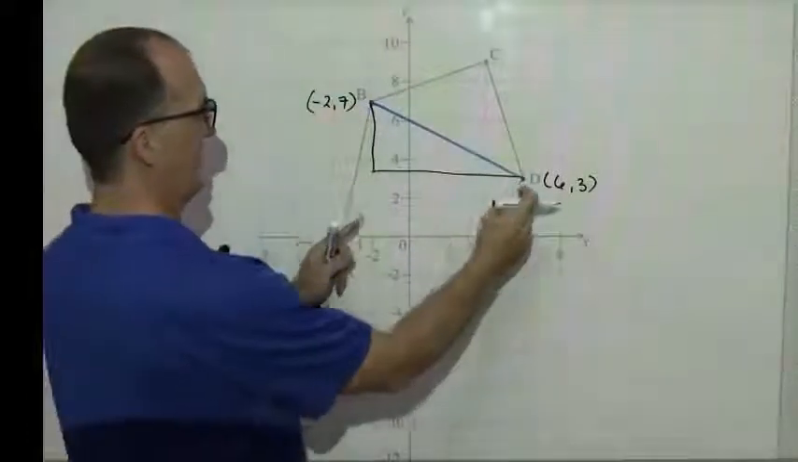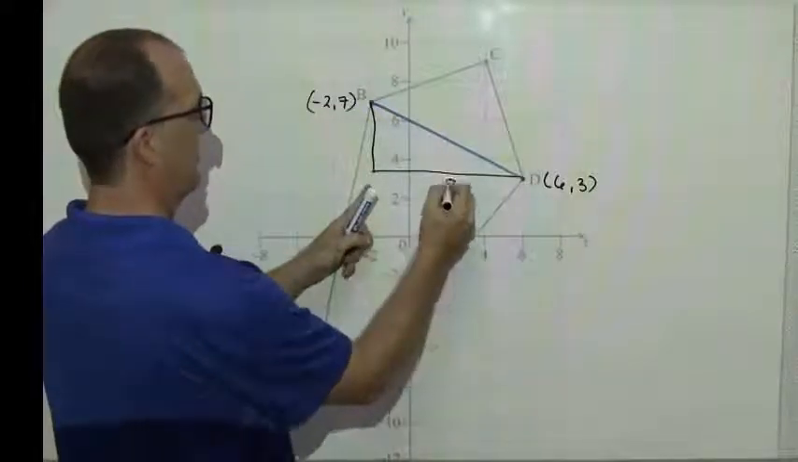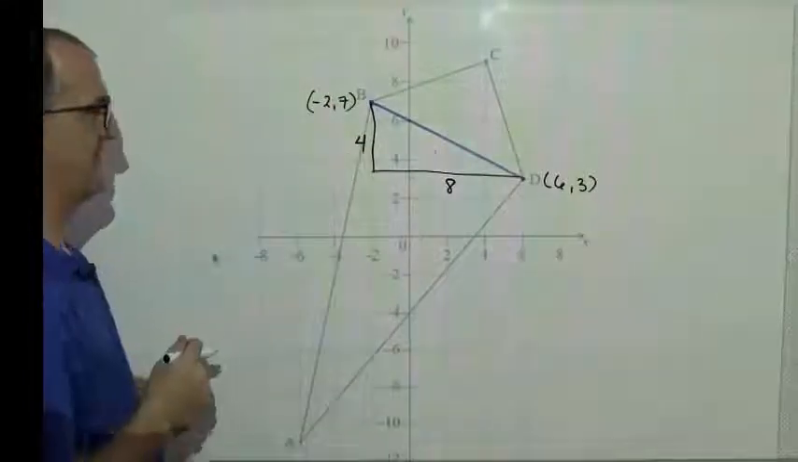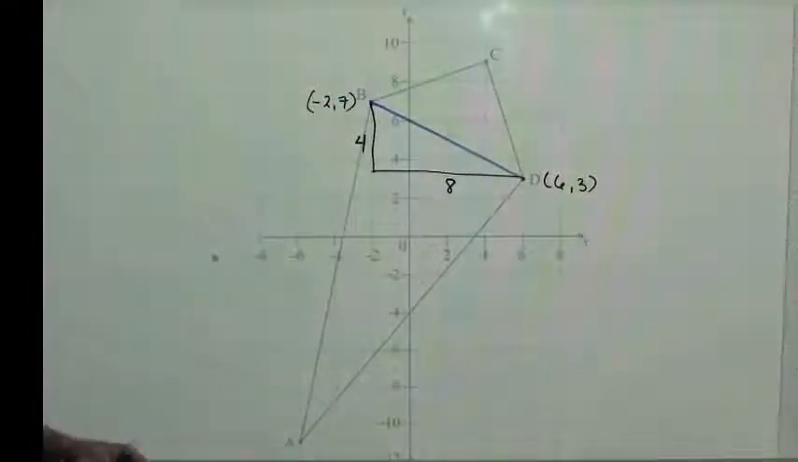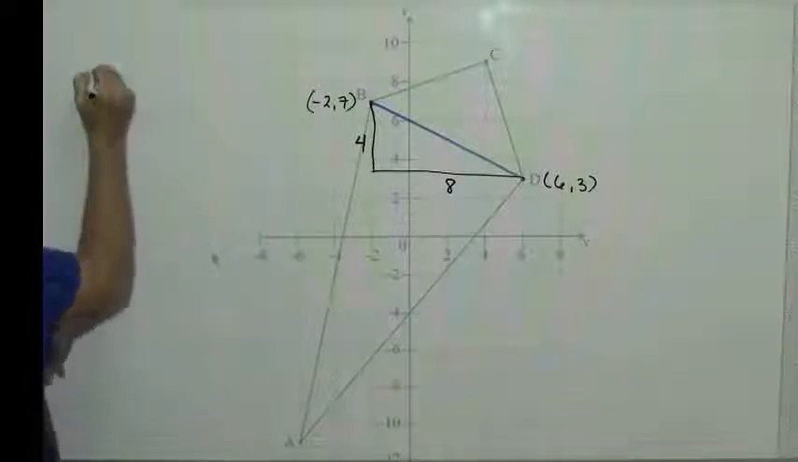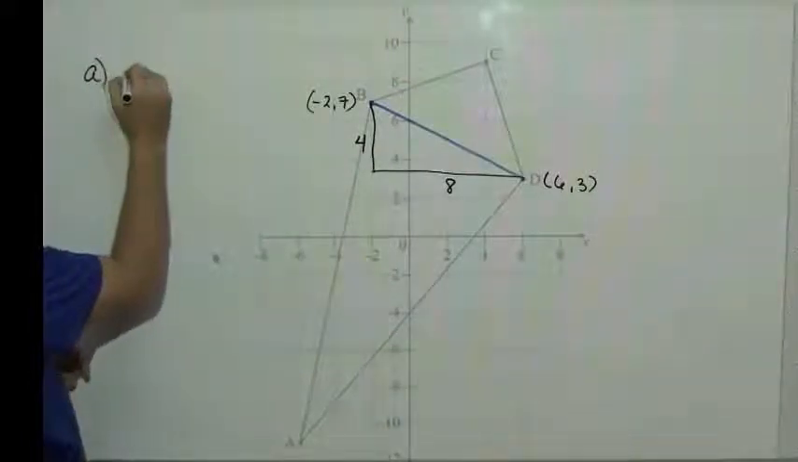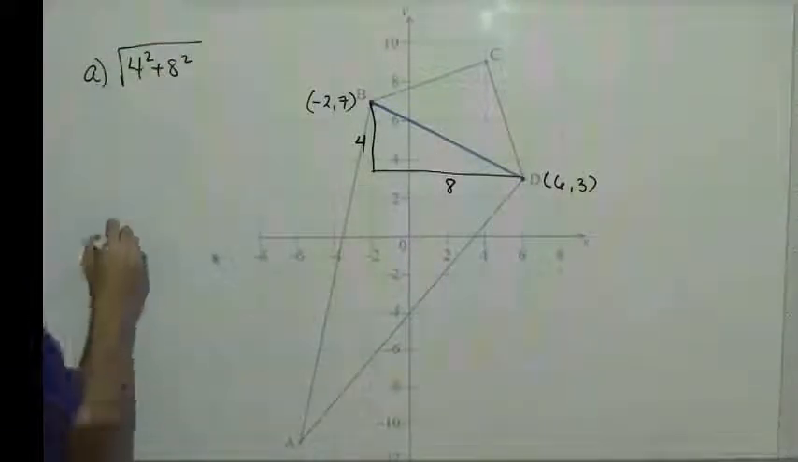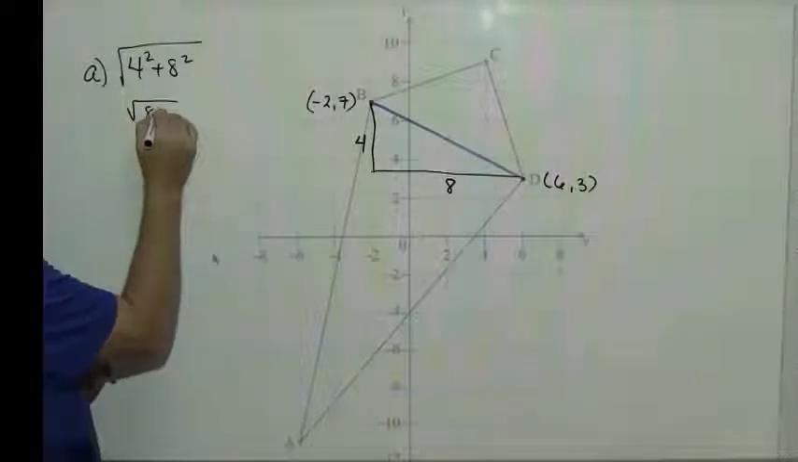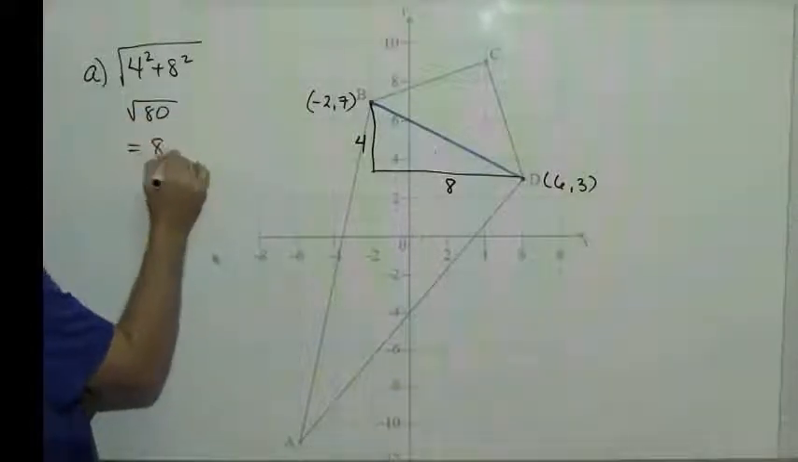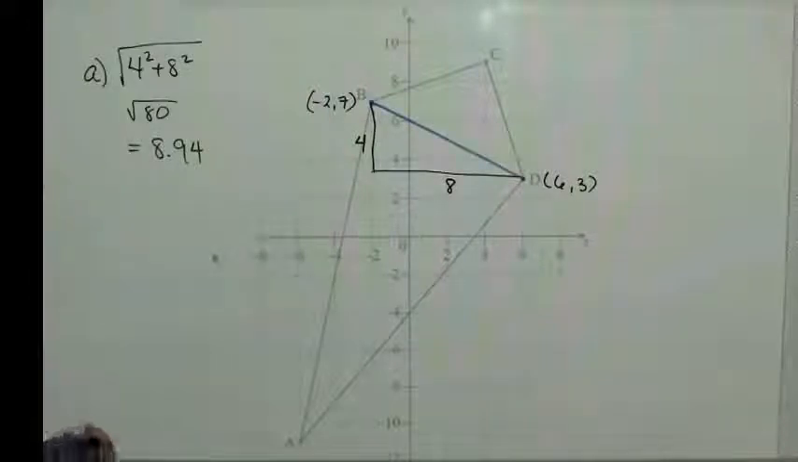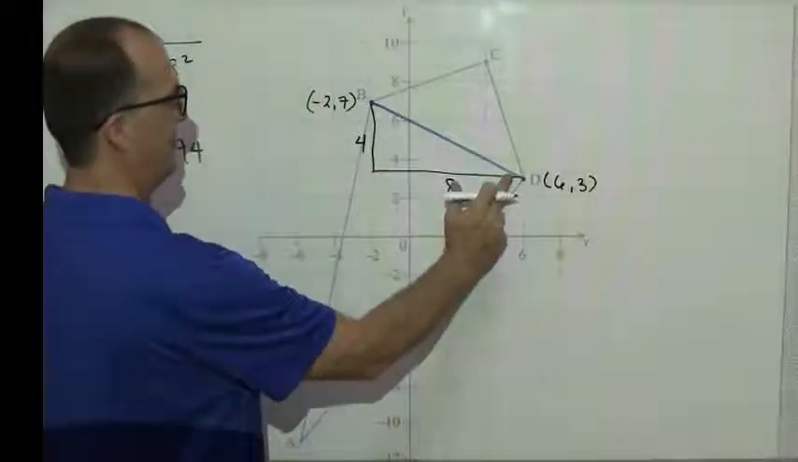7. So from 6 to -2, that's a distance of 8. From 3 to 7, that's a distance of 4. And so we're calculating that distance using the Pythagorean theorem. So basically I can say it's 4 squared plus 8 squared. We need the square root of that. And that is going to be the square root of 80, which is approximately 8.94. Okay? And you can work that out on your calculator. But there we have that distance.